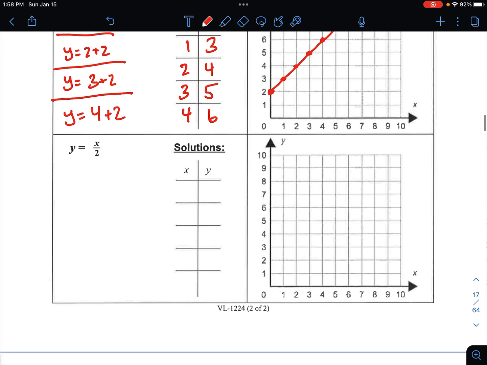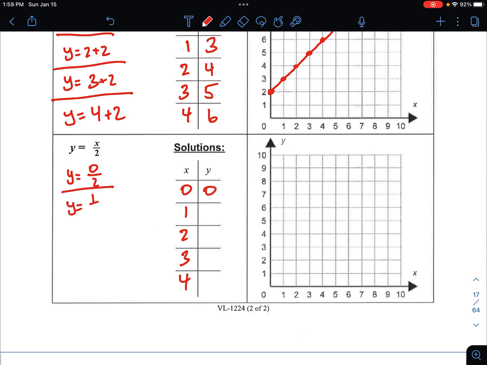Let's do one more. And you may say, oh, let me just choose 0, 1, 2, 3, and 4. But these may not actually be the best numbers to use. It's okay. It's always a good idea to look at your equation and see if those are the best numbers. But let's go ahead and try those numbers because those are the numbers I chose. So when x is 0, we have y equals 0 divided by 2. And 0 divided by 2 is not 2. 0 divided by 2 is 0.